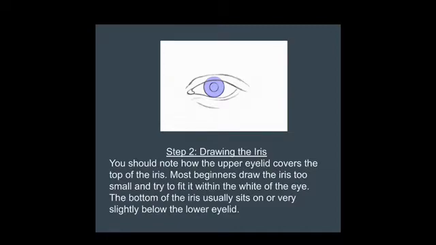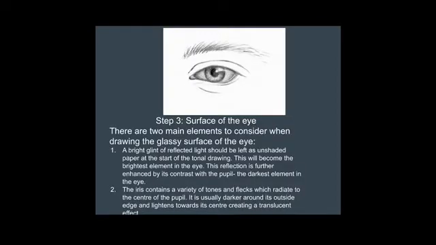Surface of the eye. There are two main elements to consider when you're drawing the glassy surface of the eye. First, a bright glint of reflected light should be left as unshaded paper at the start of the tonal drawing. Second, the iris contains a variety of tones and flecks which radiate to the center of the pupil.